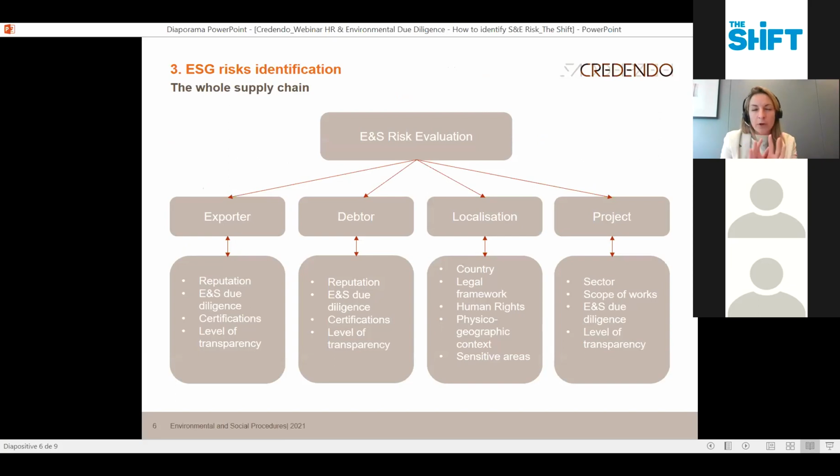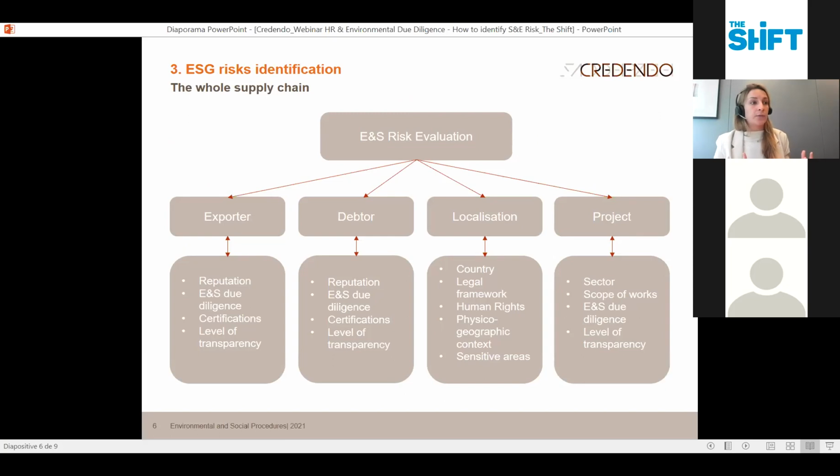I will go now a bit more into detail on how to evaluate the whole supply chain. As I said, it's not only the exporter, and this is quite a challenge, because in most situations, the Belgian exporters are under the European regulation.